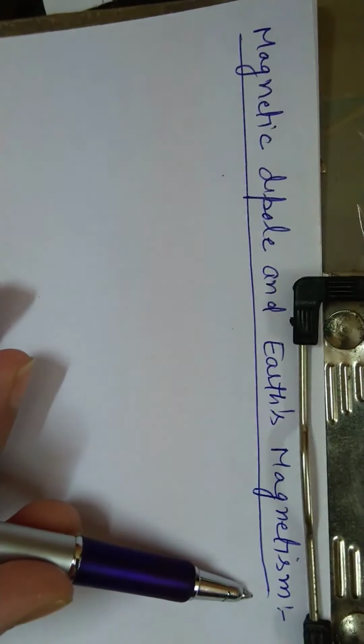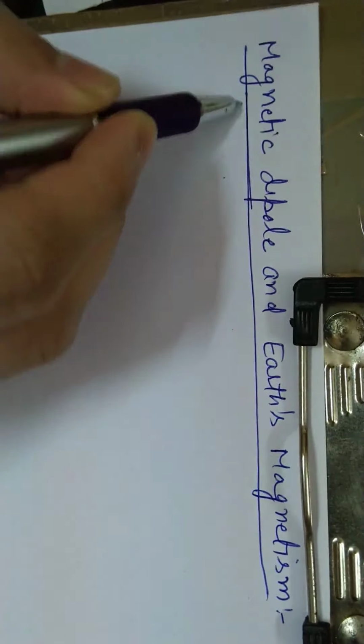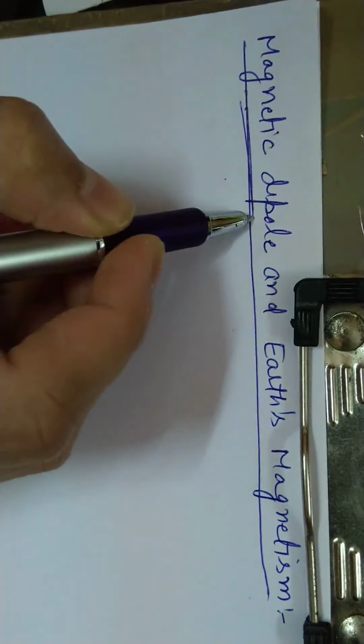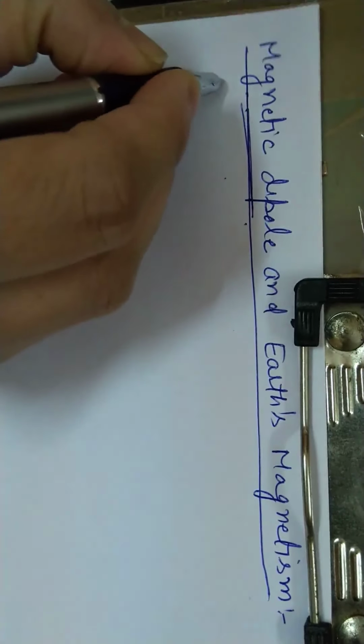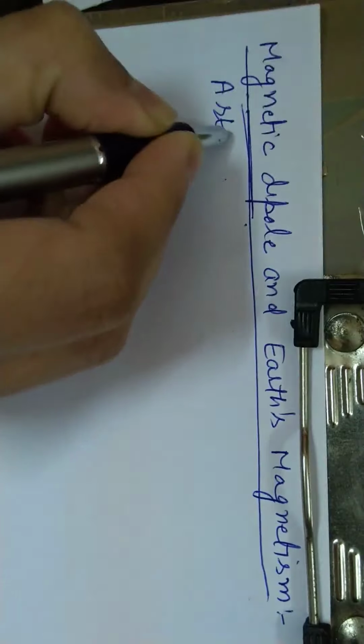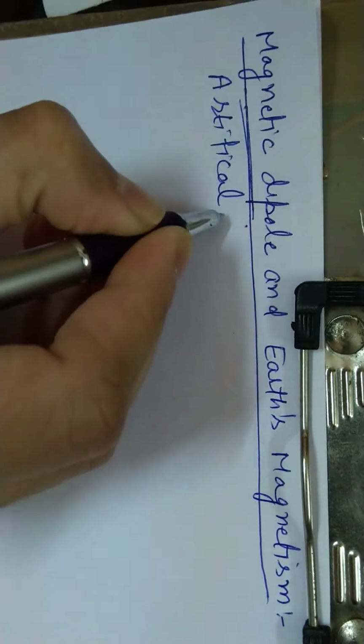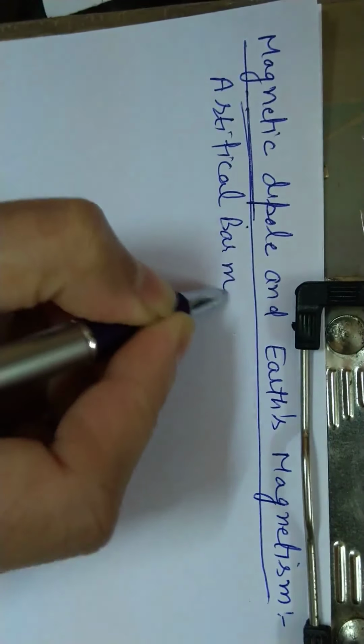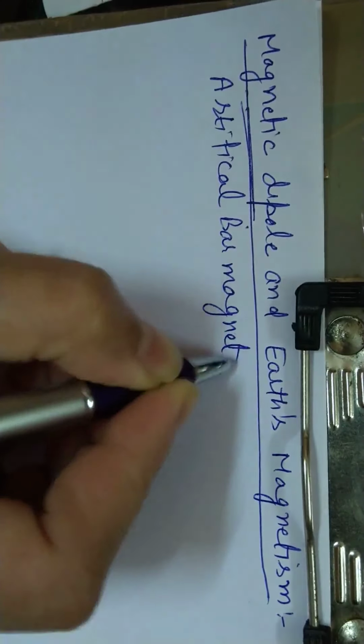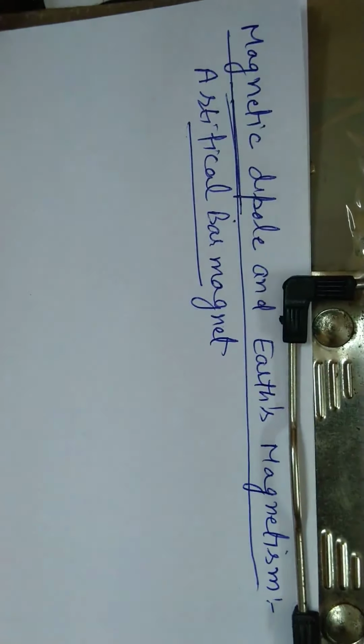Okay, class. Today, our topic of discussion is magnetic dipole and Earth's magnetism. Magnetic dipoles. For this, we first have to know about the artificial bar magnet. That is considered as a magnetic dipole.